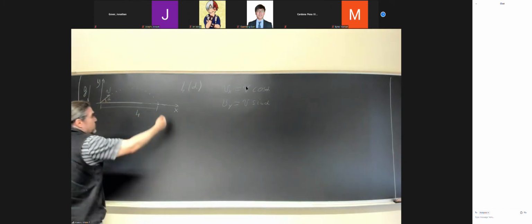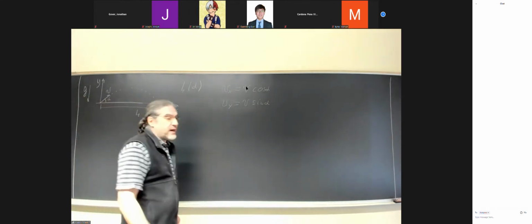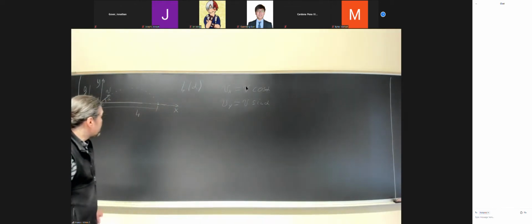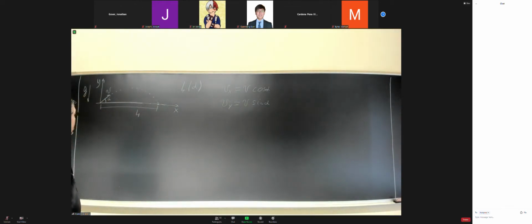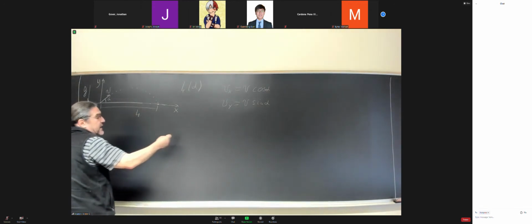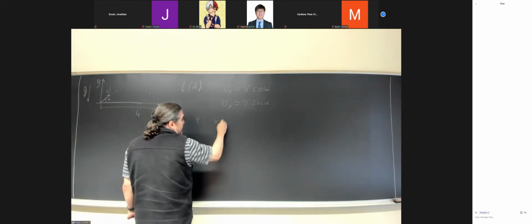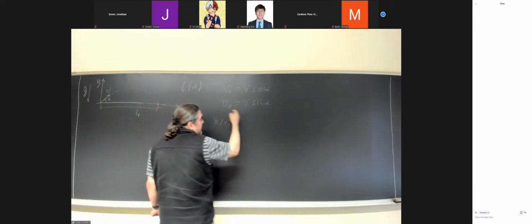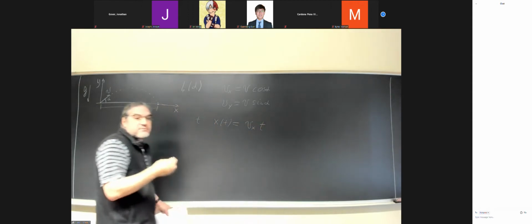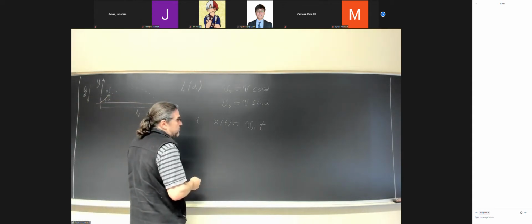Now, I know that there are no forces acting in the horizontal direction. There is only gravity, which acts straight down. And so in the horizontal direction, at time t, the distance x as a function of t equals just the velocity vx times t, right? That's motion with a constant velocity.